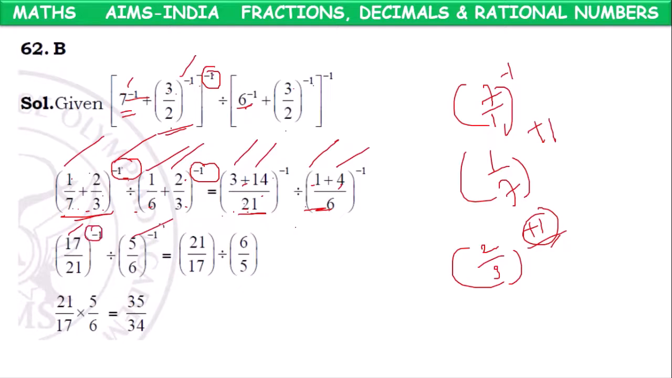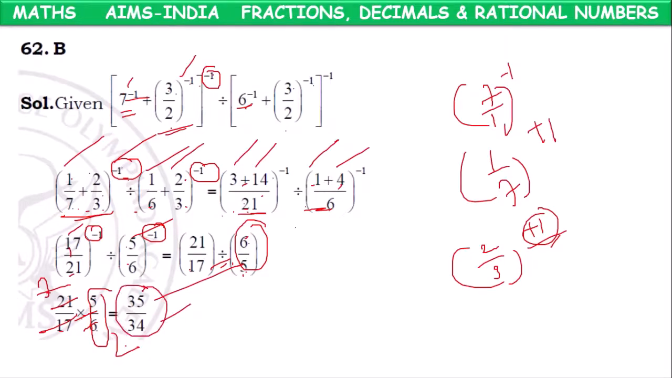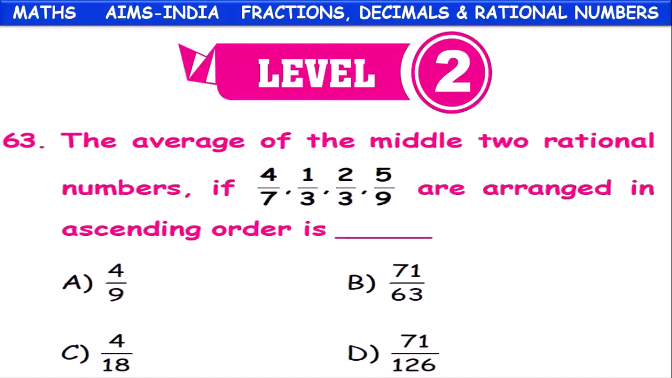Again minus 1 is there, minus 1 is there. We will interchange. Minus 1 will go. 21/17 divided by 6/5. This division we will write as multiplication. Then after that, 6/5 becomes its reciprocal, 5/6. So 3 times 2, 3 times 7. 7 times 5 is 35. 17 times 2 is 34. 35/34 is the answer.